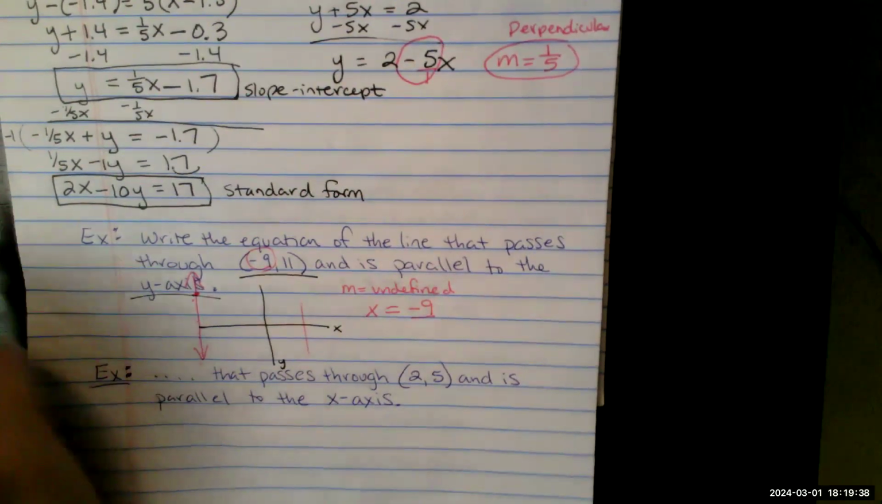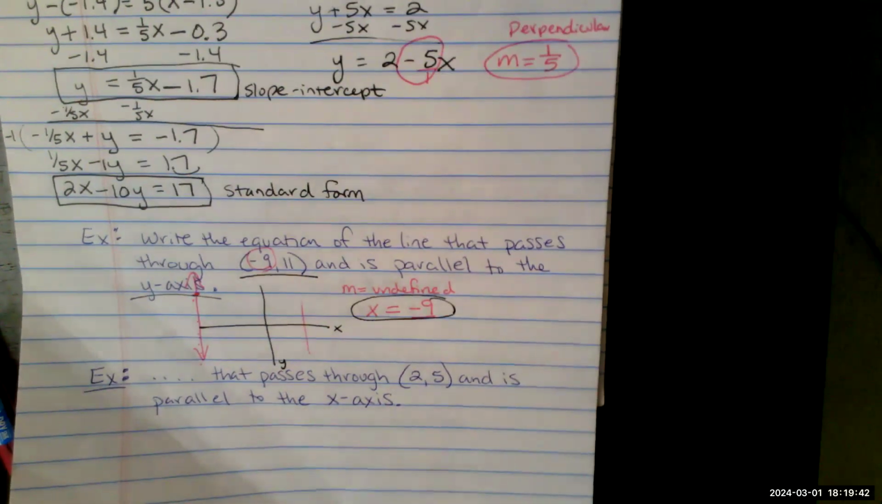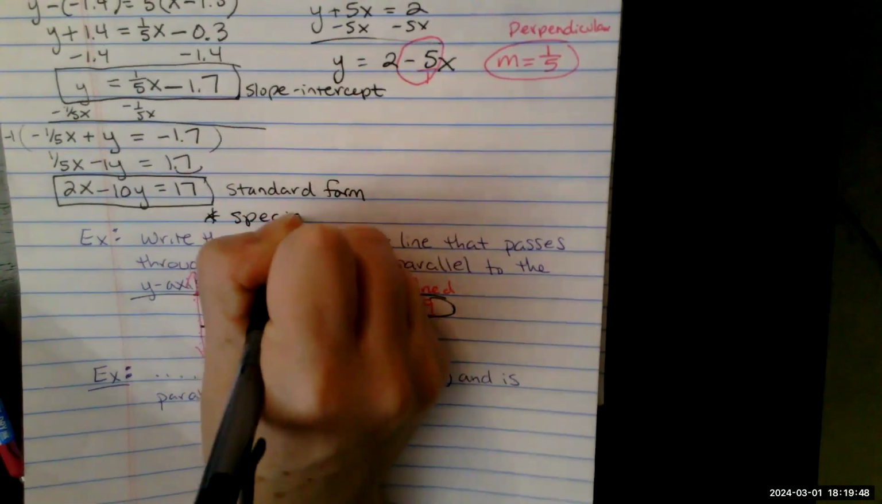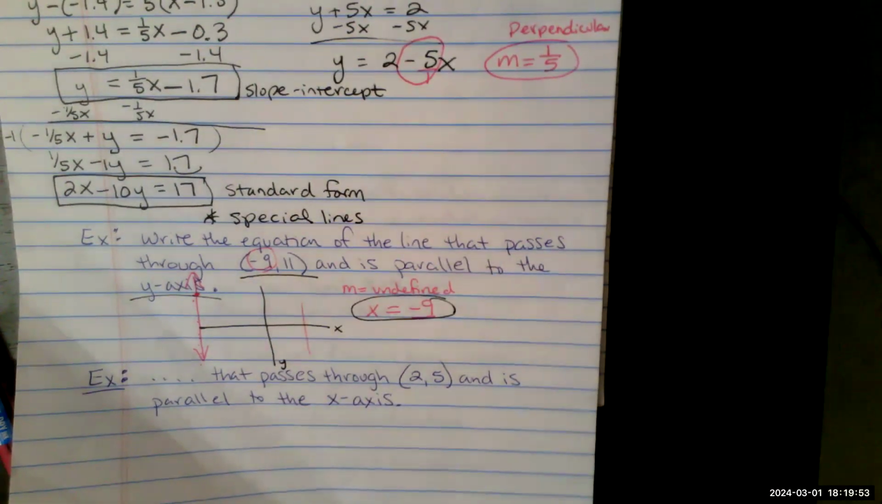So let me repeat that. So this is your final answer. This is the equation. So we didn't need to do anything with point slope or slope intercept because this is one of the special lines. Anytime you're dealing with a vertical line or a horizontal line, it's a special line and we don't do it the same way we do the other ones.